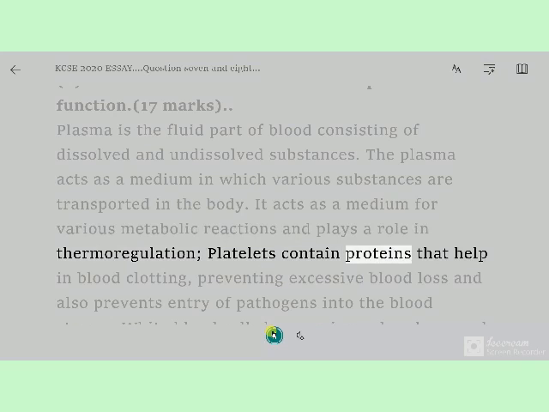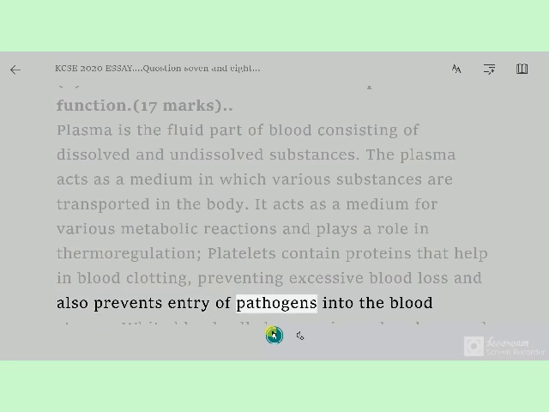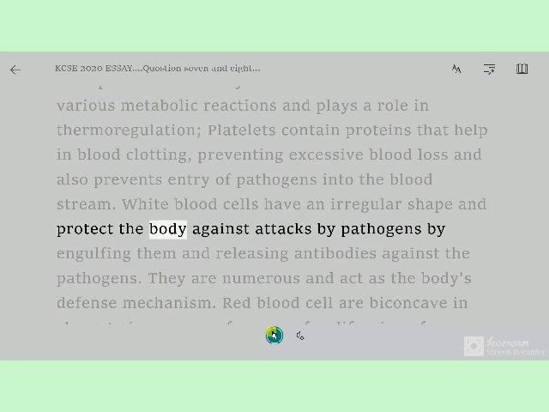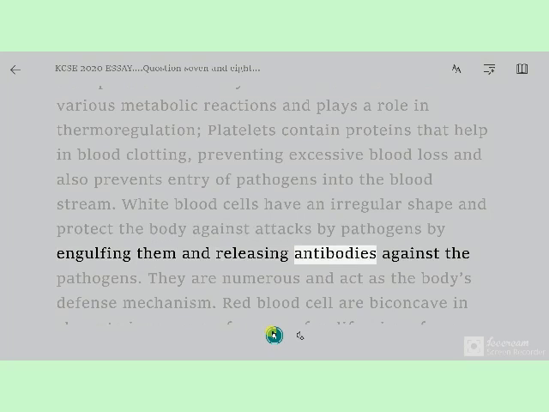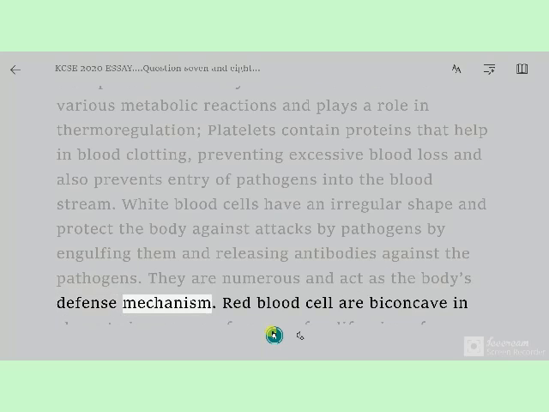Platelets contain proteins that help in blood clotting, preventing excessive blood loss, and also prevent entry of pathogens into the bloodstream. White blood cells have an irregular shape and protect the body against attacks by pathogens by engulfing them and releasing antibodies against the pathogens. They are numerous and act as the body's defense mechanism.